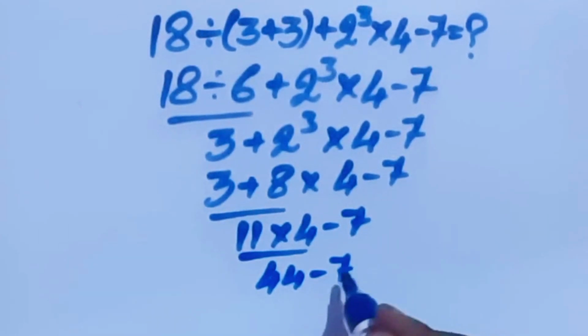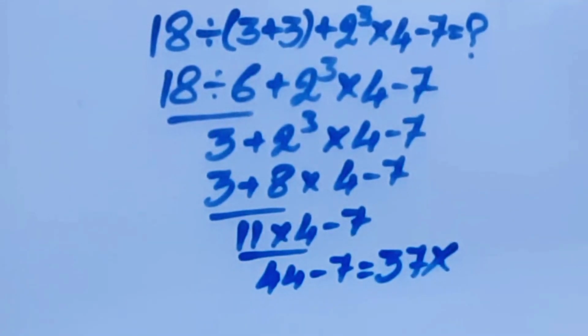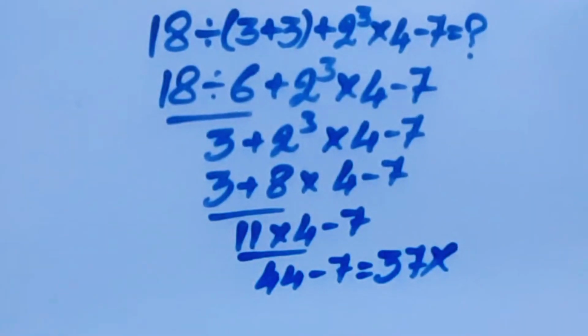Here 44 minus 7 is 37, which is the wrong answer. As per this order of operation, this 37 is the wrong answer.